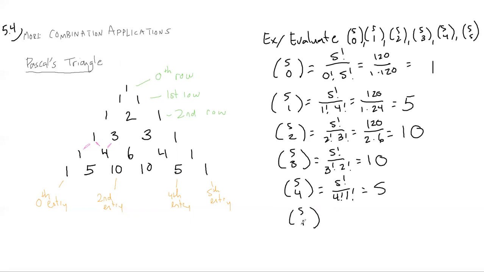And then 5 choose, sorry, that last one should be 5, not 1. So that's going to be 5 over 5 and 0. And so that's going to be 1. And so the significance of this is that if we look at the pattern here, hopefully you see it over there on the left.